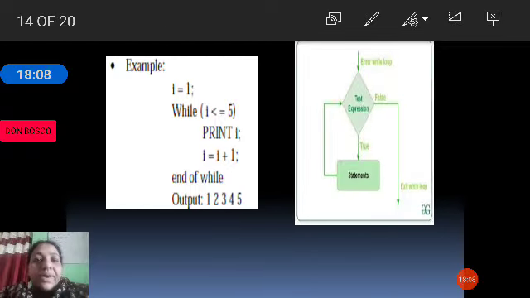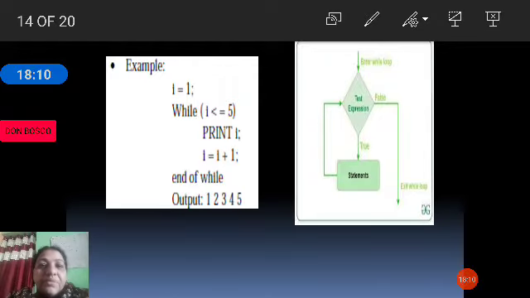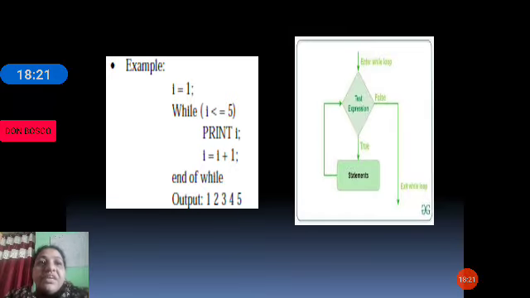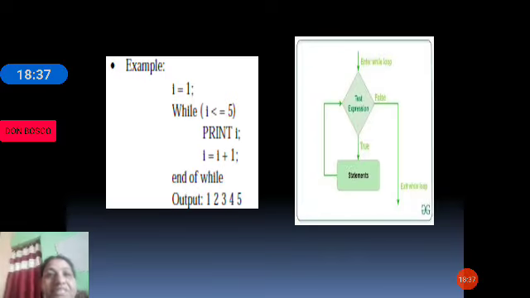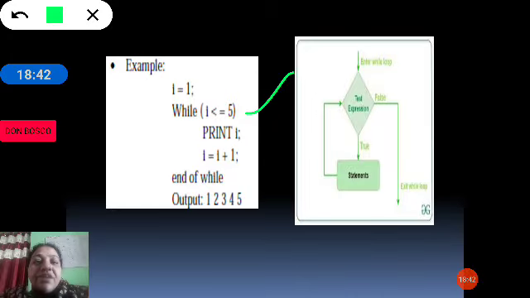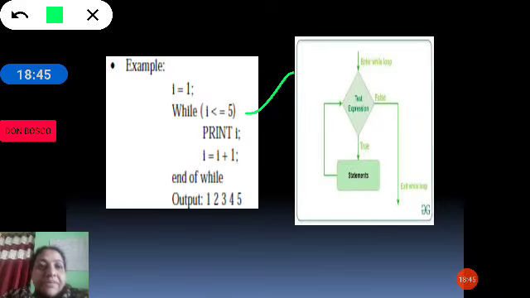Fine everybody? While is called a pre-tested loop because here first the condition is given. Only if the condition is true, then the statements are executed. If the condition is false, the statements are never executed. So here you can see in the example, I is equal to 1, I is less than or equal to 5, because we want to print the numbers from 1 to 5. If you want to print the numbers till 50, just change here. Instead of 5, you can specify 50. If you want till 500, just change the value to 500.